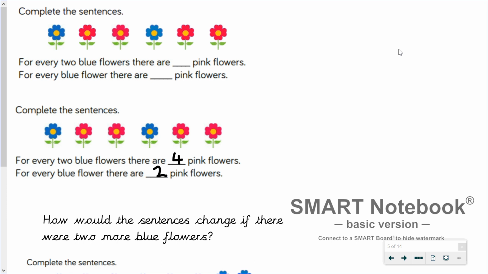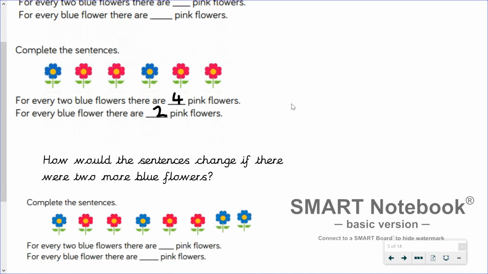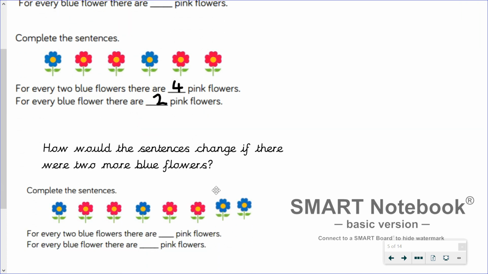So how would the sentences change if there were 2 more blue flowers? So here, for example, we've got the 2 more blue flowers on the end. So now for every 2 blue flowers, how many pinks would there be? It wouldn't be the same, it wouldn't be 4 now. And for every blue, how many pinks would there be? Have a quick think to yourself.